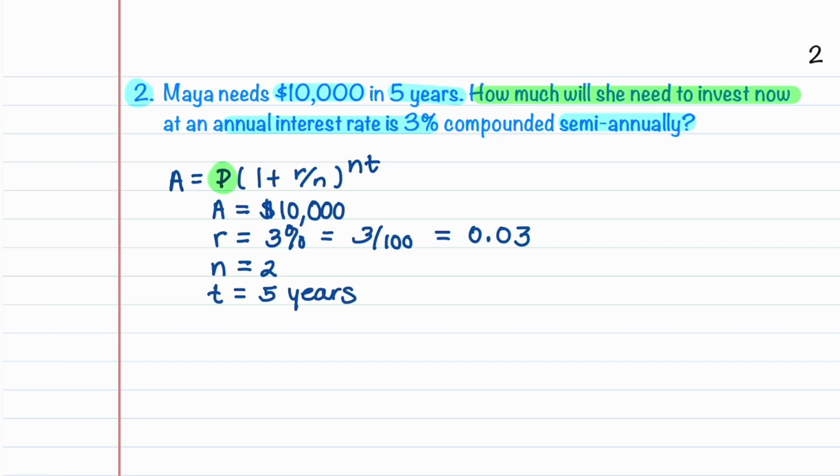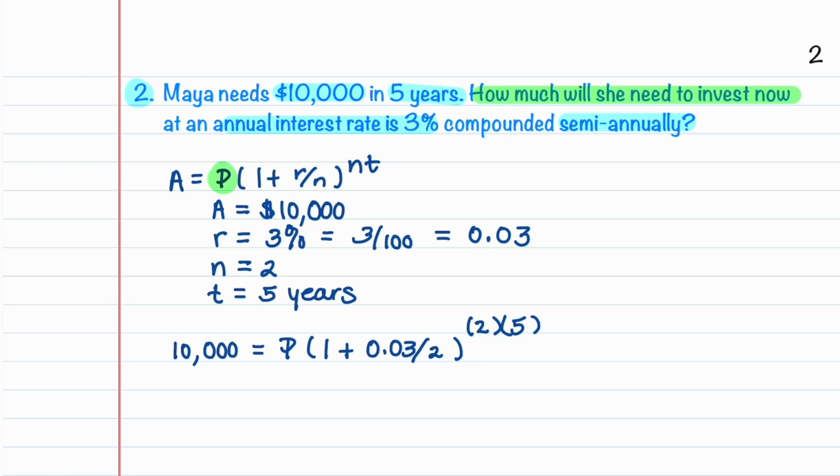Let's go ahead and put all of this into our formula. Our A goes on the left, and it's 10,000. And then we have P, which is our unknown. And then we have 1 plus r, which is 0.03, and we're going to divide that by n, which is 2. And then in the exponent we have n, which is 2, and then t, which is 5.